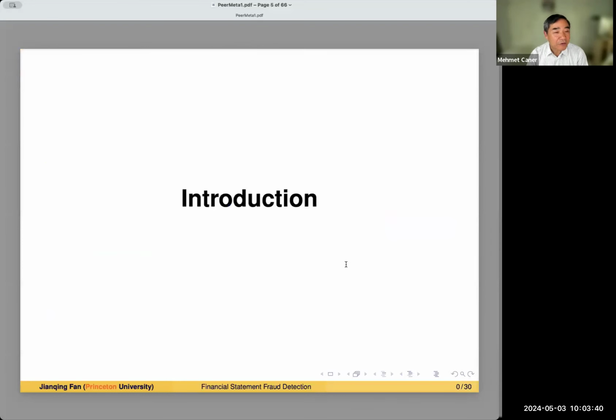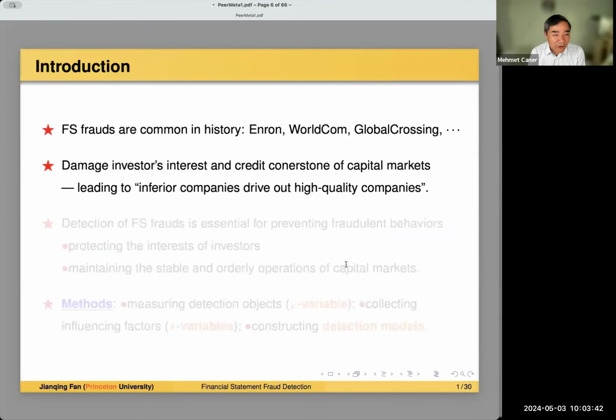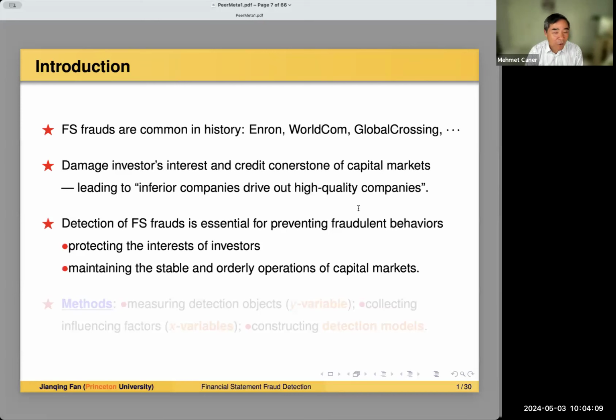And finally, I'll conclude. So, introduction. Financial statement frauds are common in history. Infamous examples include Enron, WorldCom, and Global Crossing in the dot-com era. They certainly damage investors' interests and the credit cornerstone of capital markets. They lead to inferior companies driving out high quality companies. So detecting financial statement fraud is essential for preventing fraudulent behaviors, protecting the interests of investors, and maintaining the stable and orderly operation of capital markets.